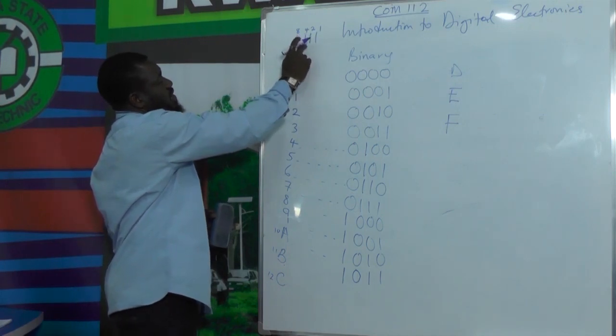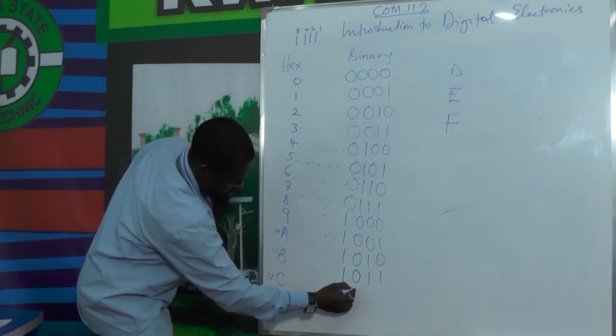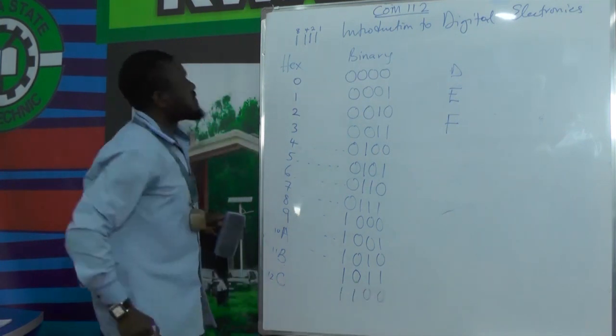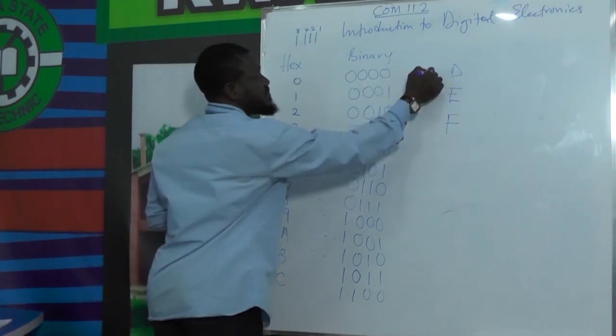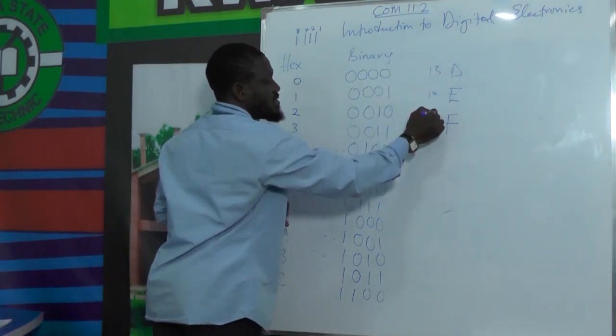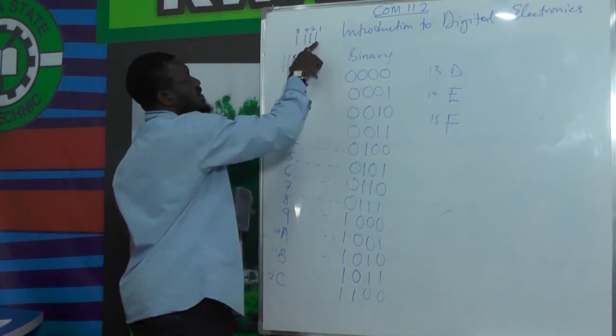Okay, this and this, you can get our 12. You now have 1, 1, 0, 0. So that's our 12. For the 13th, 14th, and 15th, as it may be, this, this, and this.